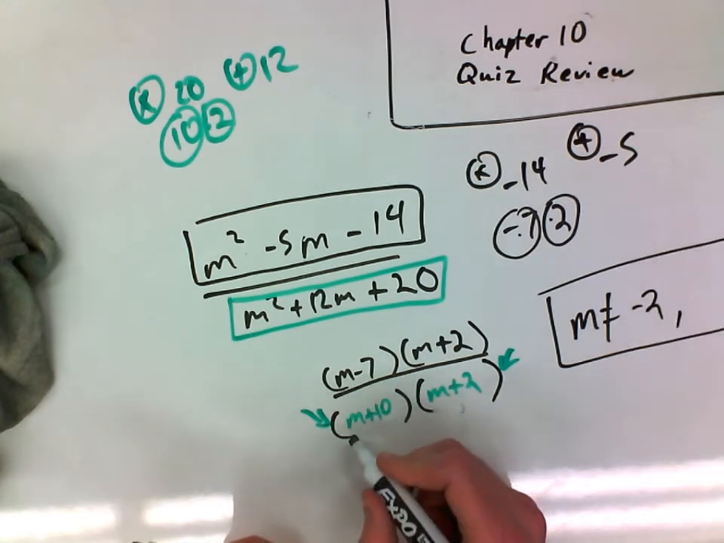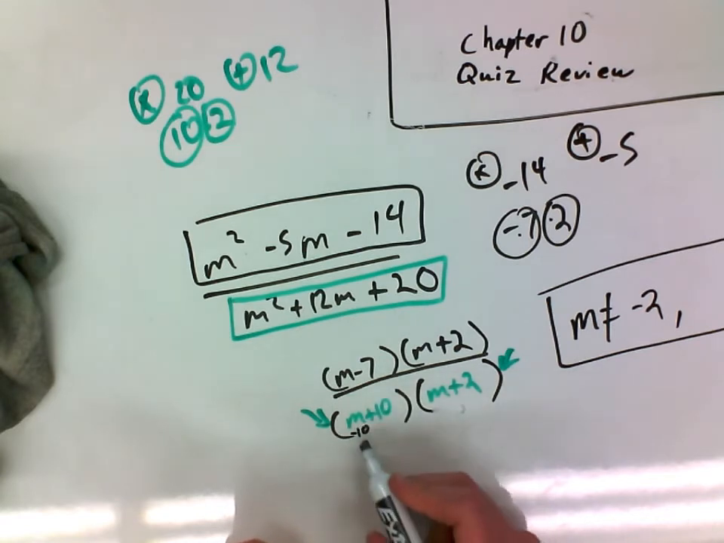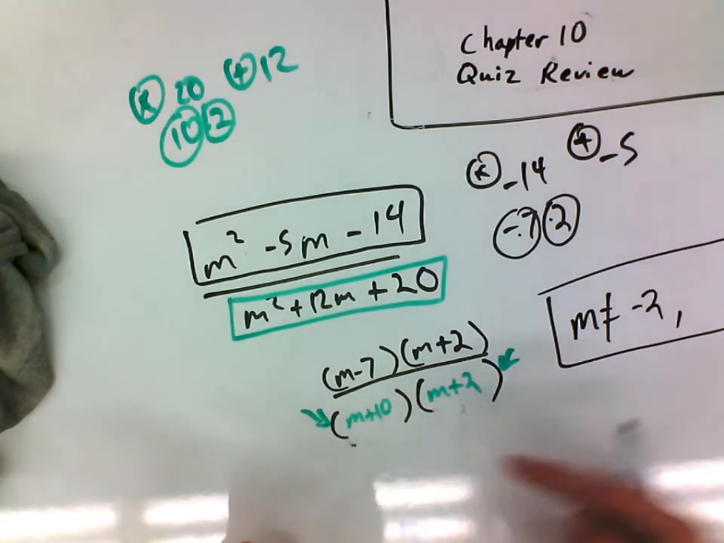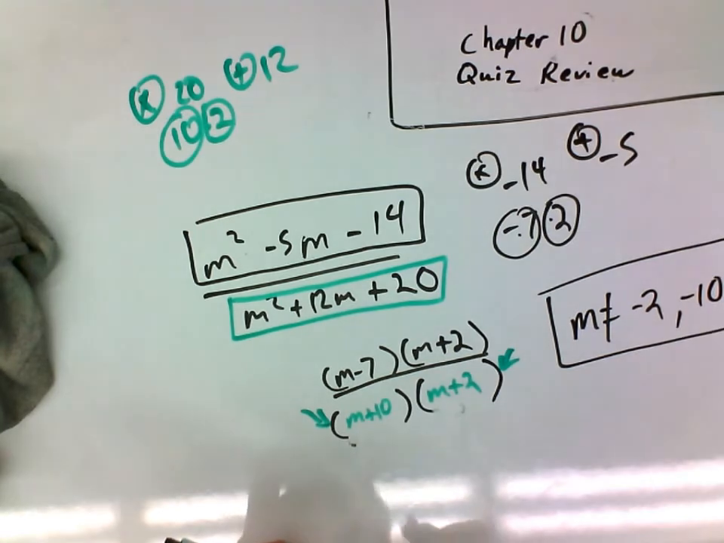The second one, what would it have to be? Well, negative 10, right? Because negative 10 plus 10 would be 0. So negative 10 is also not good for us.